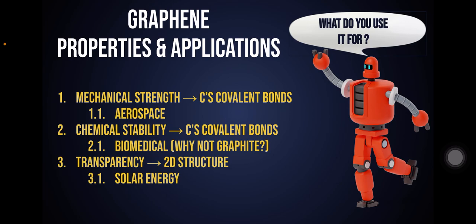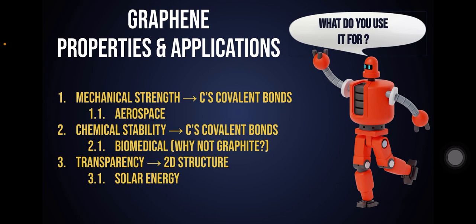Chemical stability, similar to the reason why graphite was chemically stable. Graphene is chemically stable mostly because of the strong covalent bonds. However, the chemical stability in graphene gives rise to different properties and applications. And the main difference here is in the biochemical industry.